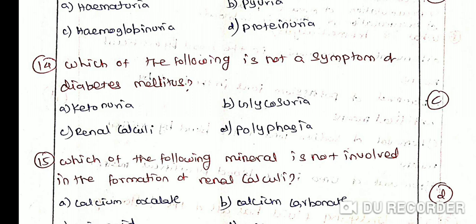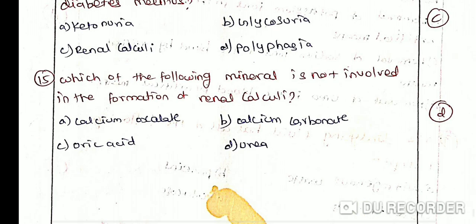Explanation: diabetes mellitus is due to the deficiency of insulin, due to which the glucose level increases in the blood. The symptoms include ketonuria, glycosuria, polyuria, polyphagia and polydipsia. Next question: which of the following minerals is not involved in the formation of renal calculi?